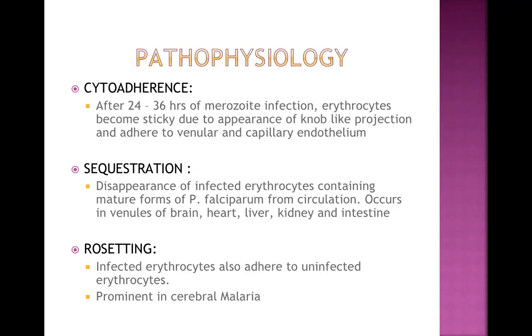Rosetting is another mechanism. That means this infected erythrocyte also adheres to the uninfected erythrocyte, so that those uninfected erythrocytes are very easily infected now, and at the same time all of these may be ruptured together. And this rosetting is very prominent in cerebral malaria. Cerebral malaria usually occurs in falciparum type.